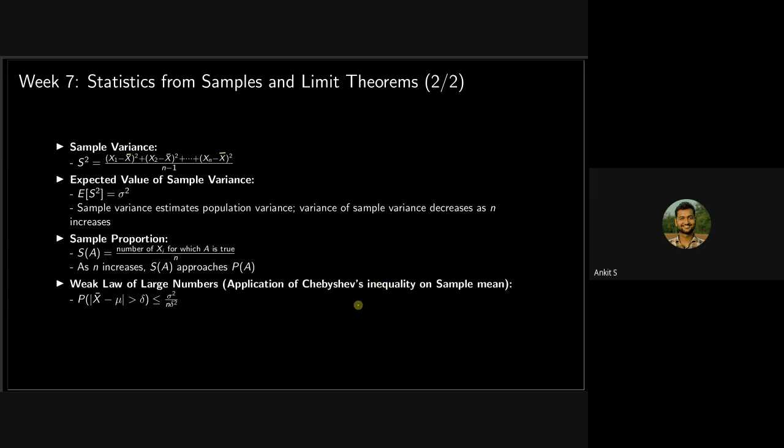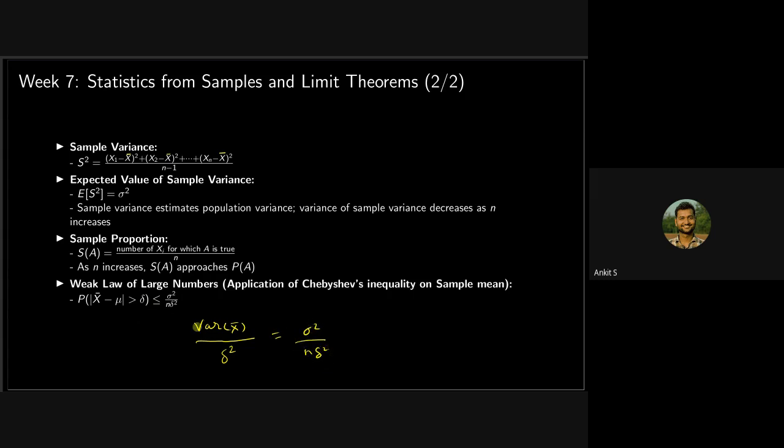So what did the Chebyshev inequality tell about any particular random variable? It told that for the random variable, if we subtract its mean and take its modulus, the probability that it will be greater than delta is less than or equal to the variance of that random variable divided by delta squared. So variance of sample mean is simply sigma squared by n.